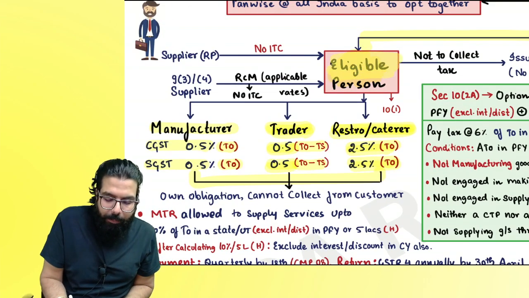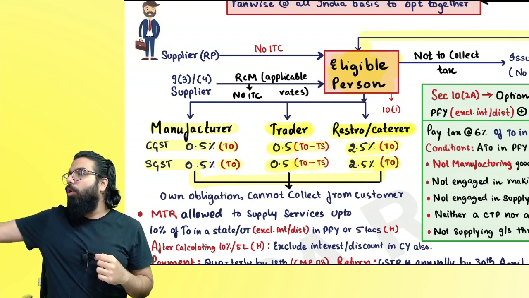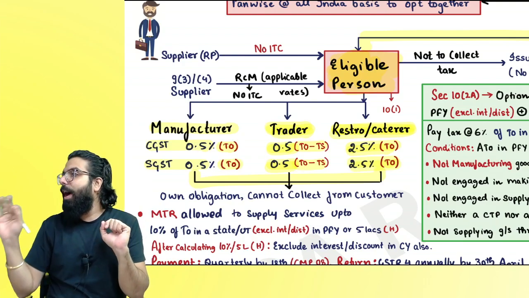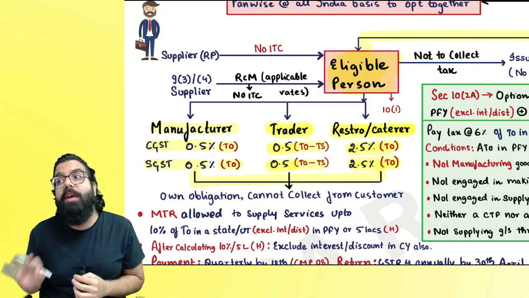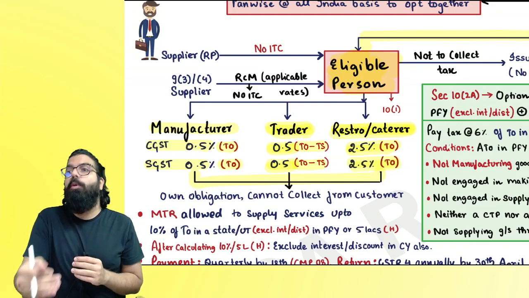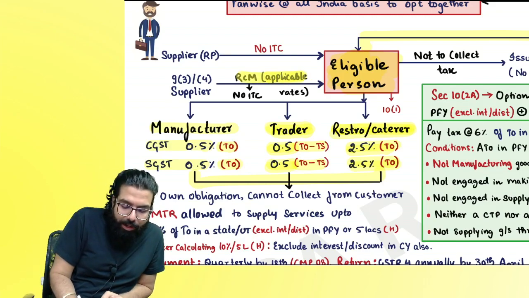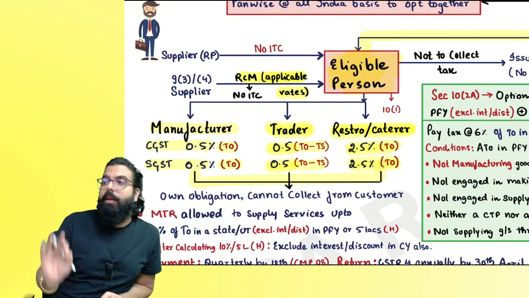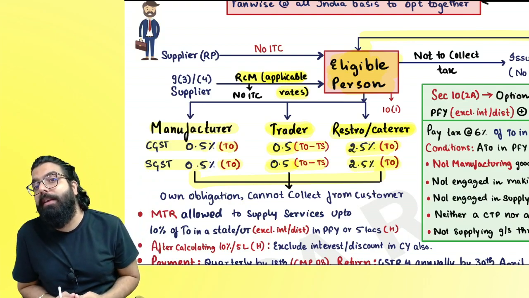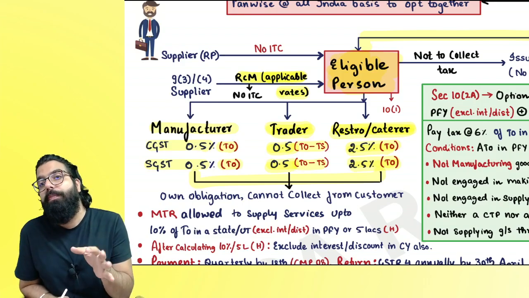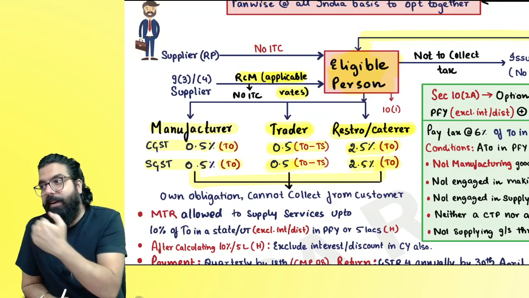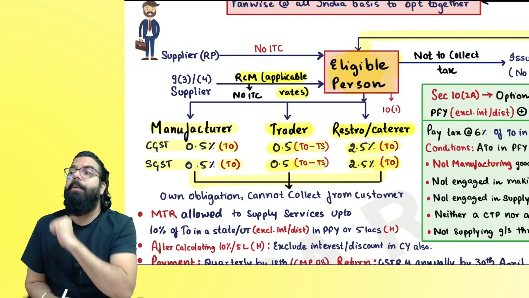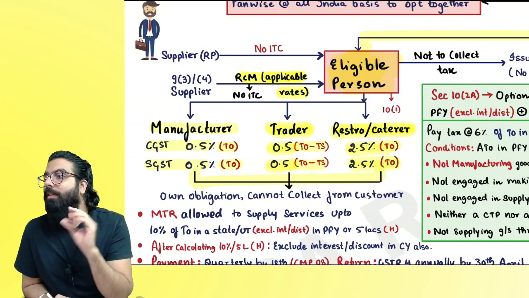If you are an eligible person who has gone for composition, when you buy goods, you will not get any ITC. When you take those goods or services on which reverse charge is applicable, then you have to pay reverse charge at the applicable rates. Applicable rate doesn't mean 1%, 1%, 5%; it means whatever rate is applicable to that service. If I have taken, supposedly, GTA service, then I am required to pay 5% under reverse charge. Are you clear till here?